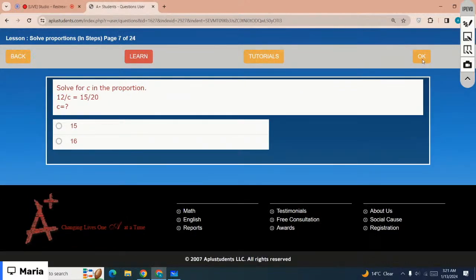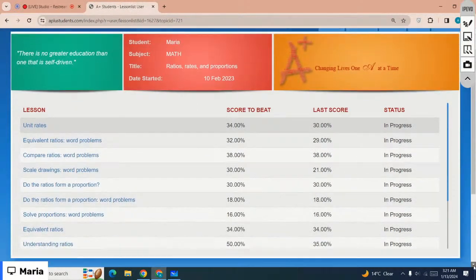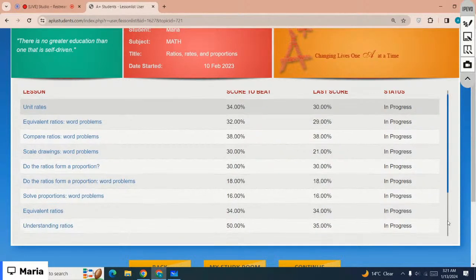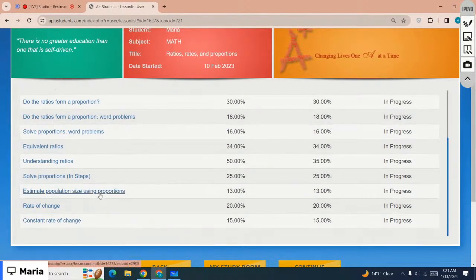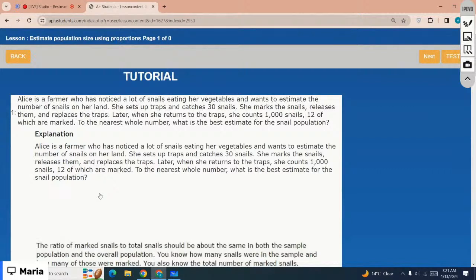Okay, you can complete the lesson by yourself later today. Let me just move on to the next lesson. And the next lesson is estimate population using proportion. So let's just start with the next lesson. How do we estimate population using proportion? Let's just start with the first example.